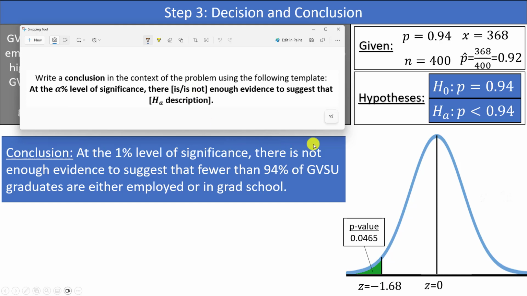So we say there is not enough evidence to suggest, and then we should describe our alternative hypothesis in words. Our alternative hypothesis is that p is less than 0.94, and that's what I've stated here, to suggest that fewer than 94% of Grand Valley graduates are either employed or in grad school. And that is the end of our problem.